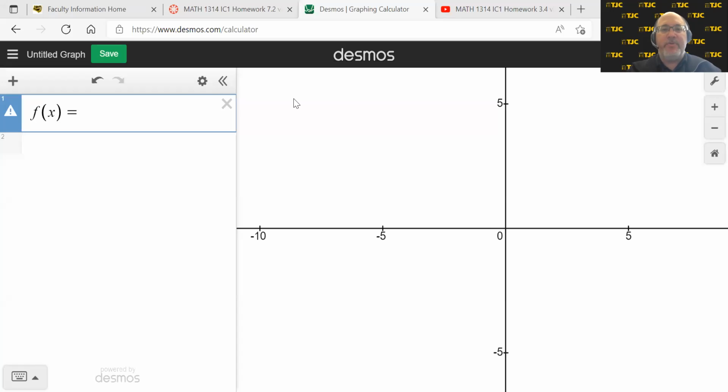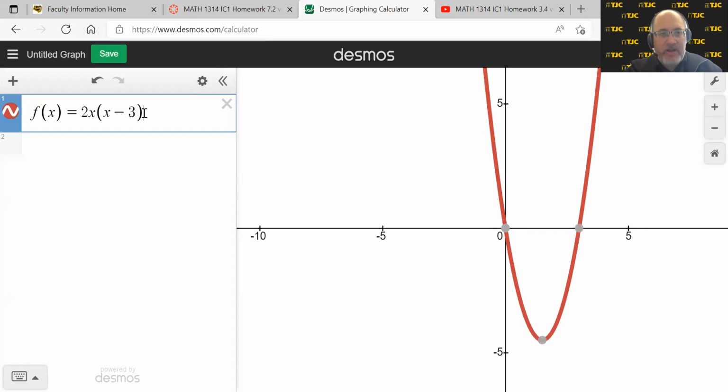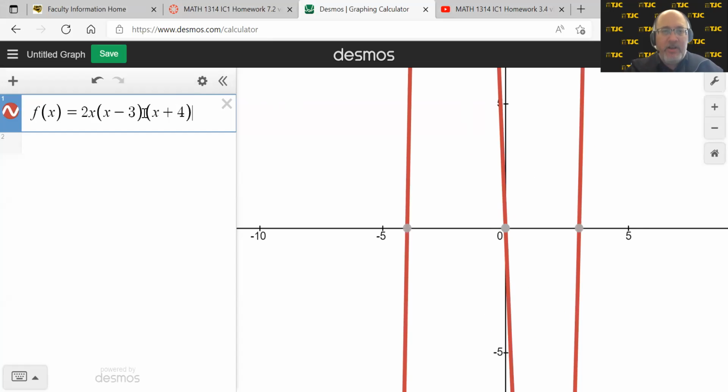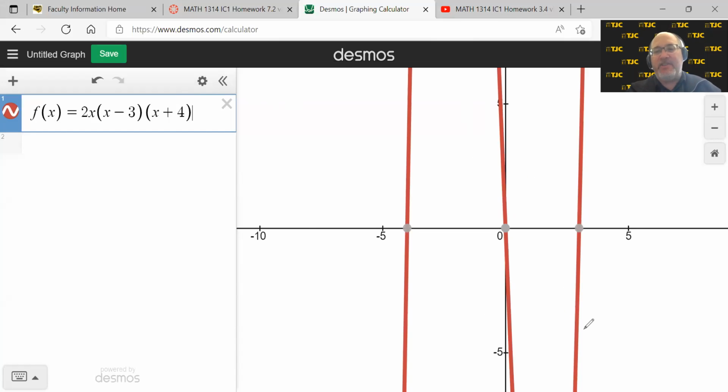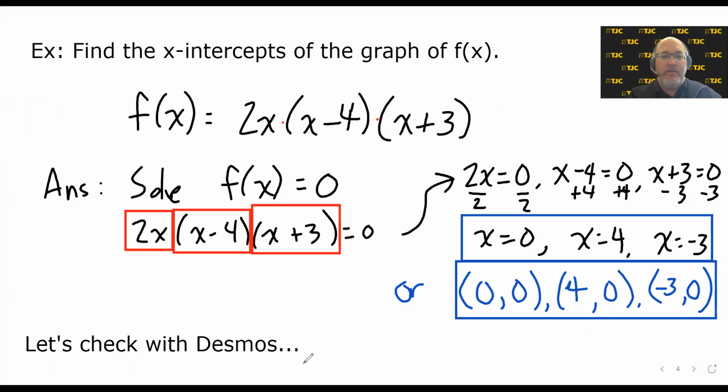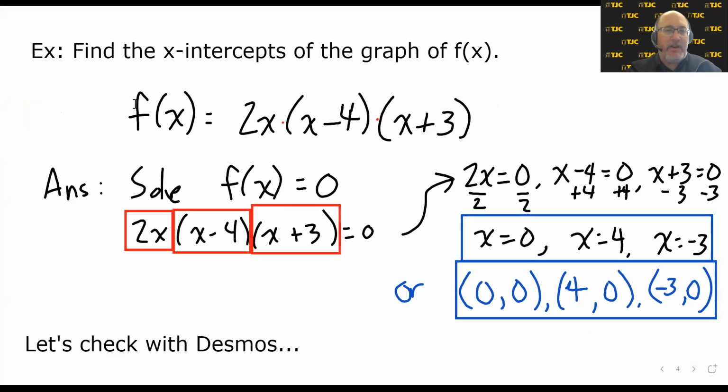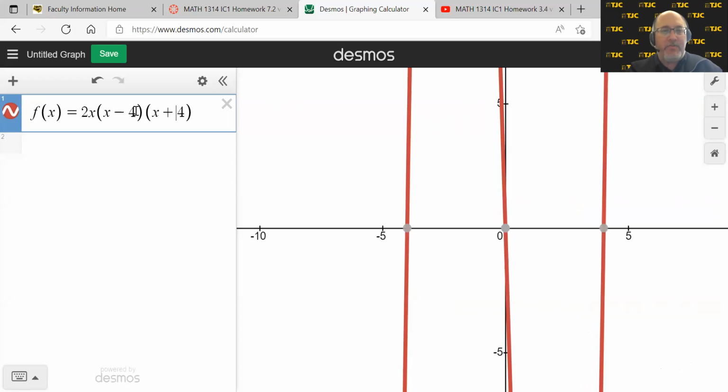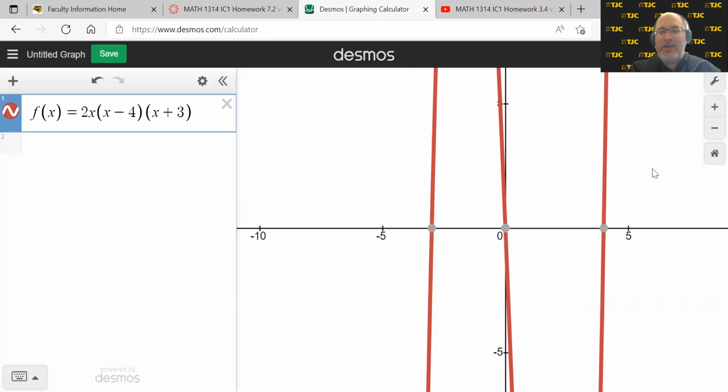All right, we're at desmos.com. And we are going to graph, what was it, 2x times x minus 3 times x plus 4. Let me double check. 2x, x minus 4, x plus 3. Now, we can't see all of this graph because it goes above the screen on the left and below the screen on the right, but we're only really concerned with the x-intercepts.